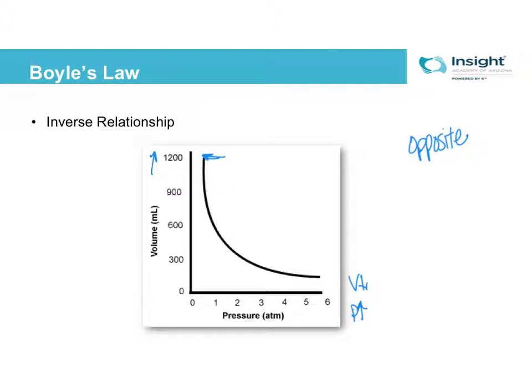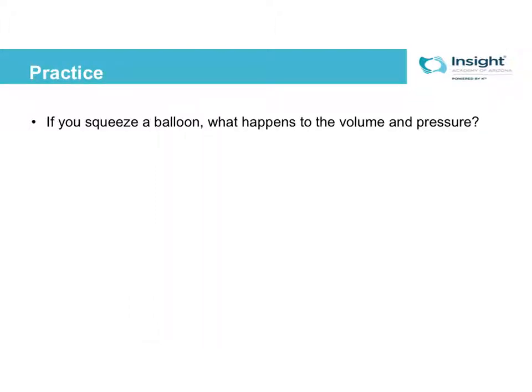Whatever you do to one, the opposite will occur to the other. So if you double your pressure, your volume will decrease in half. If you take your volume and cut it into 3, your pressure is going to multiply by 3. So opposite, whatever you do to one, the opposite will occur to the other. That's what an inverse relationship is.